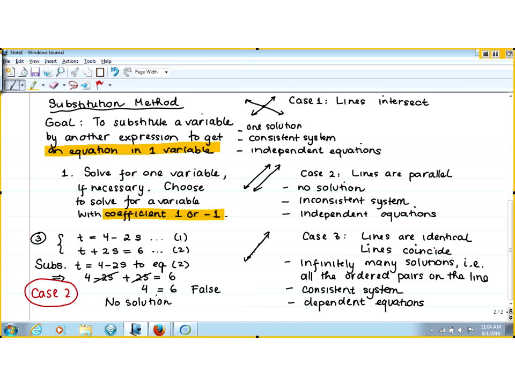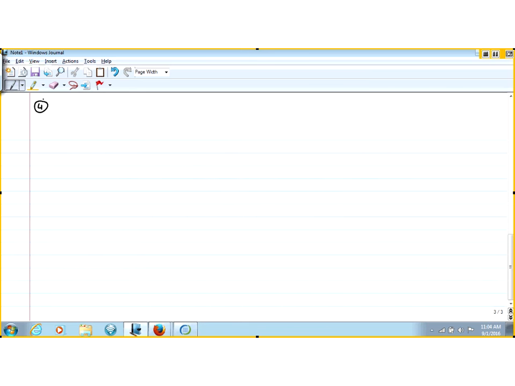Okay, so let's do number 4. What about this? So A minus 2B is equal to 3. This is equation 1. And then 3A is equal to 6B plus 9. This is equation 2. All right. What do you think we should do? Solve for A? Yes? Okay.